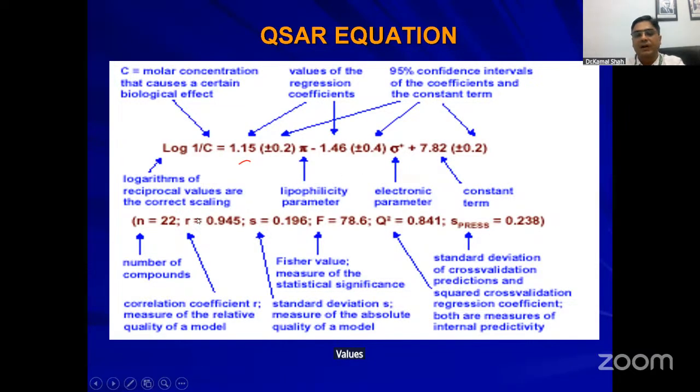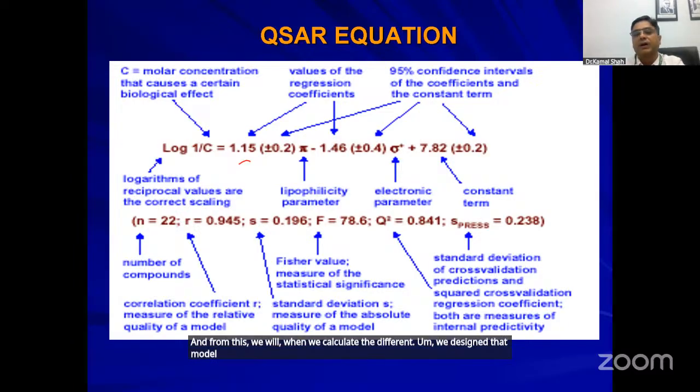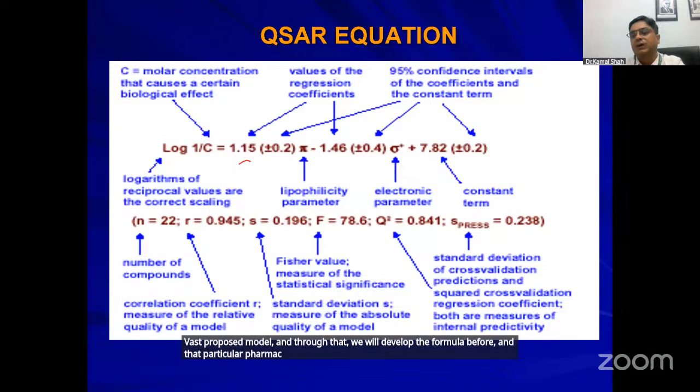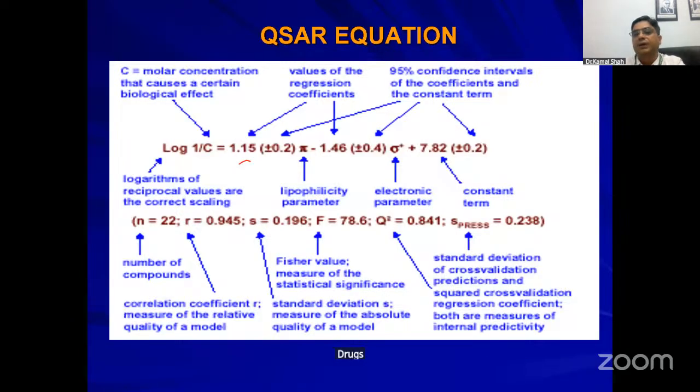Like this we are getting the results in the form of QSAR. When we calculate and design that QSAR model, through this model we are able to predict the best proposed model, and through that we will develop the pharmacophore. That particular pharmacophore is generally carried to the drugs and then to the lab, and in the lab its in vivo activity was established.